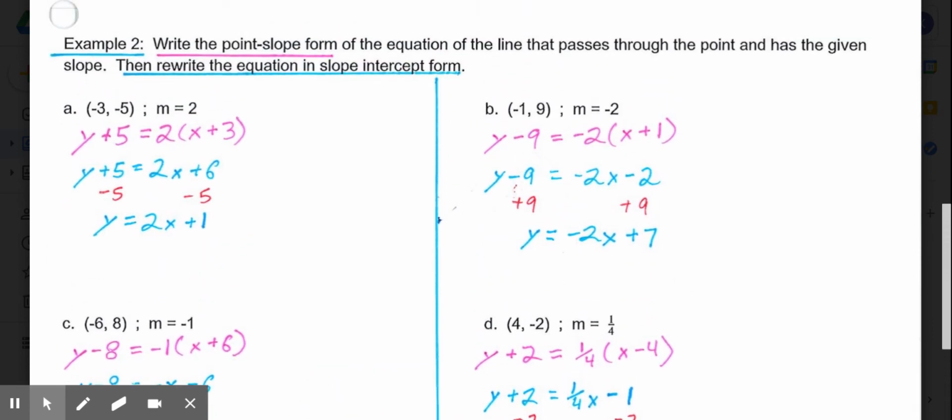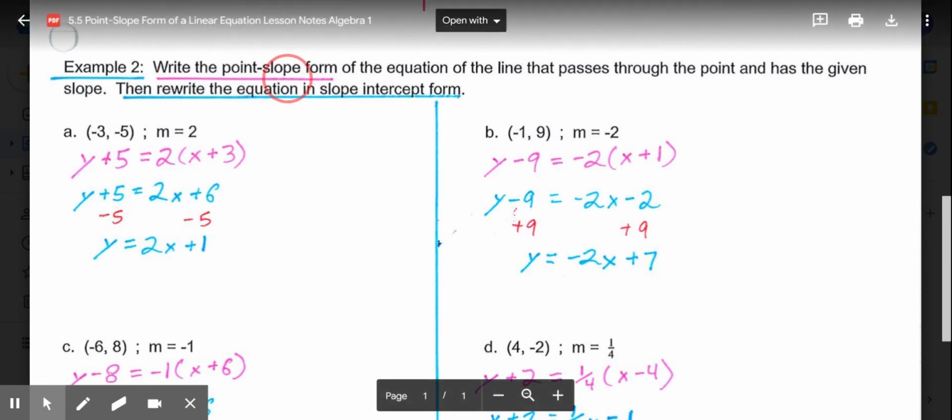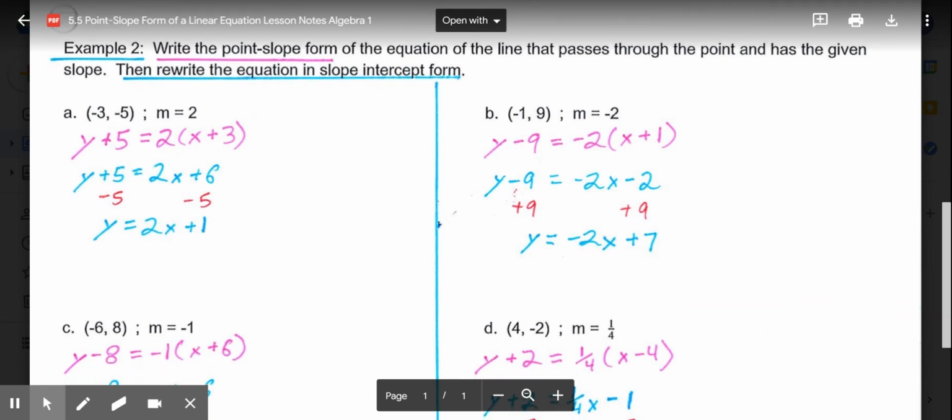So in example 2 here, you first write it in point-slope form, then you distribute on the right-hand side, and then you undo the addition or subtraction on the side with y to get your slope-intercept form, meaning y is alone, equals our slope times x plus or minus our y-intercept.